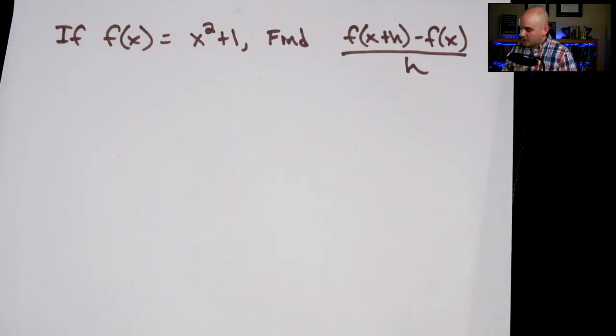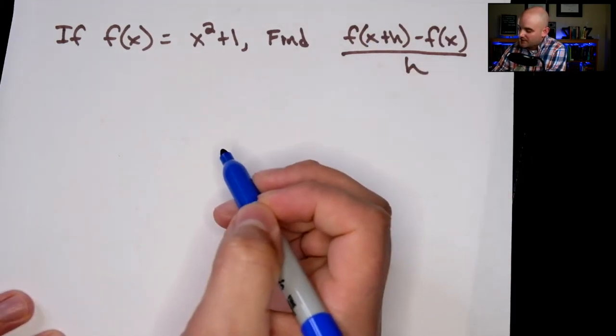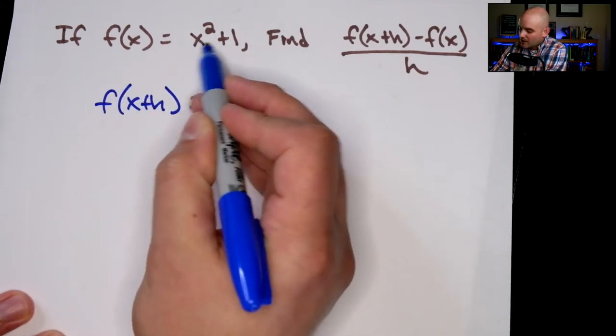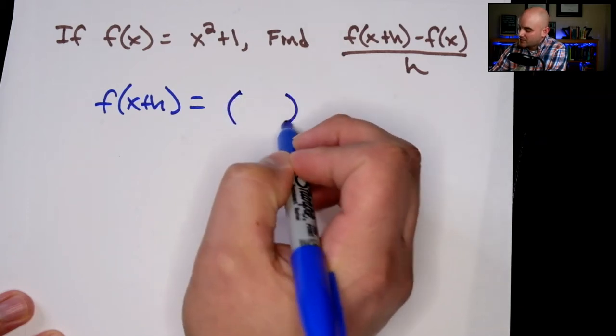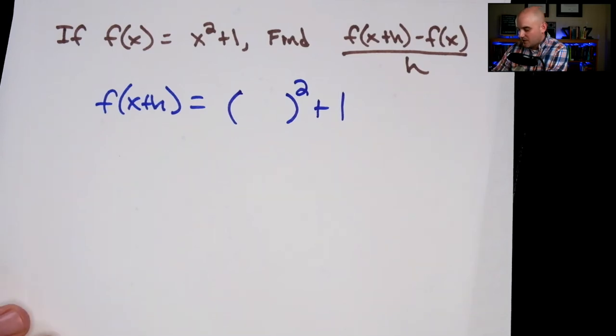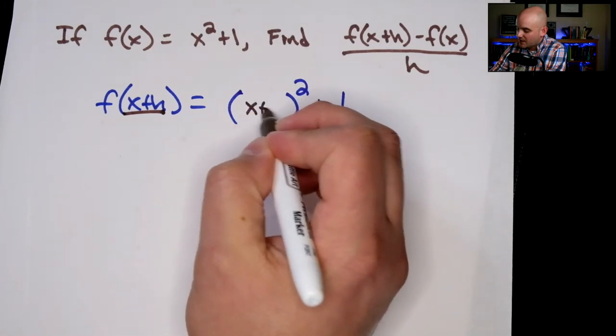All right, I take it that you've paused it and you're ready to see what I got here. Well, I'm going to first figure out what is the f of x plus h. So I'm going to write out the f function, and everywhere I see an x, I'm going to put a set of parentheses. And then in here, I'm going to substitute whatever's inside of this parentheses. In this case, it's the x plus h.